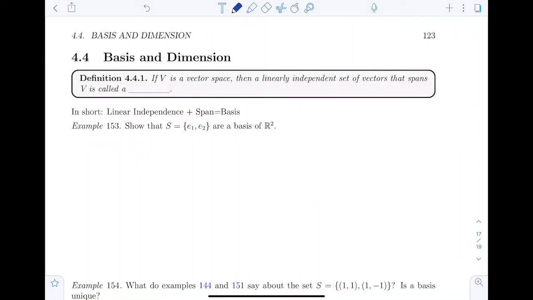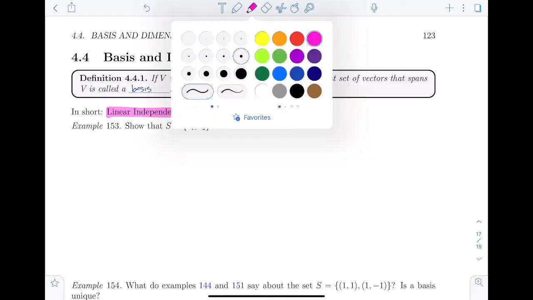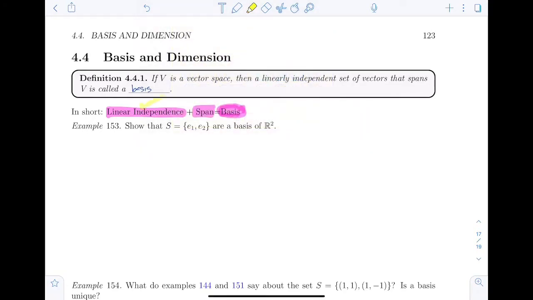This next section is about two words called the basis and dimension. Let me read this definition here and then we'll talk plainly, okay? If V is a vector space, then a linearly independent set of vectors that spans V is called a basis. So in short, a linearly independent set that also spans is called a basis. All right? And so if I want to show that something is a basis, I need to show two things. One, that they're linearly independent, and two, that they span.